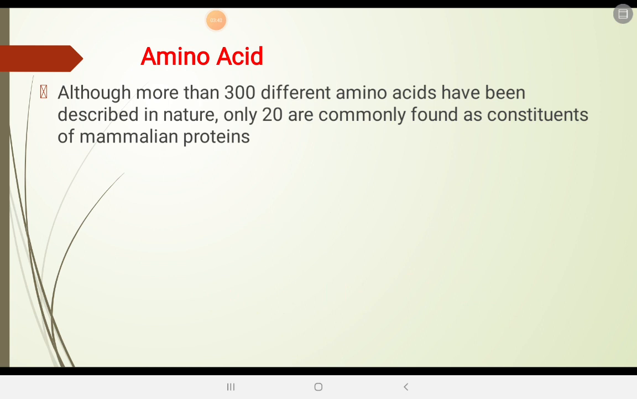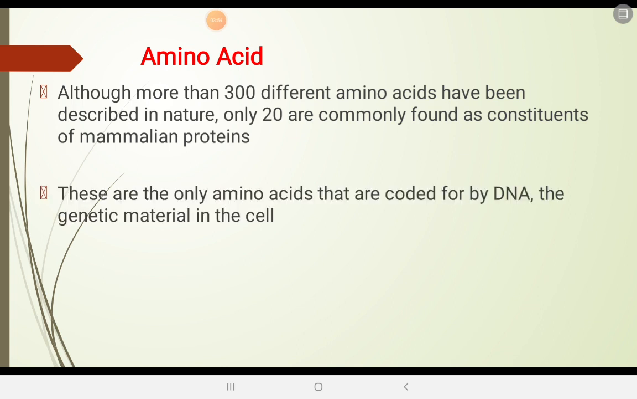Although more than 300 different amino acids have been described in nature, only 20 are commonly found as constituents of mammalian protein. These are the only amino acids coded for by DNA, the genetic material in the cell. Amino acid is otherwise defined as the simplest unit of protein molecule.